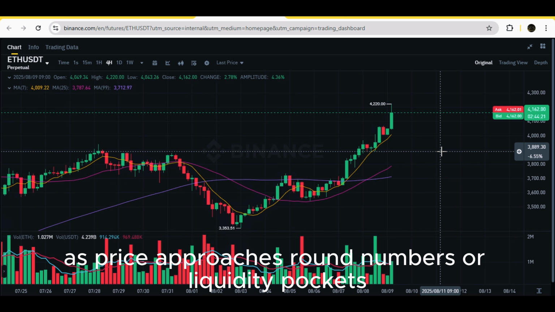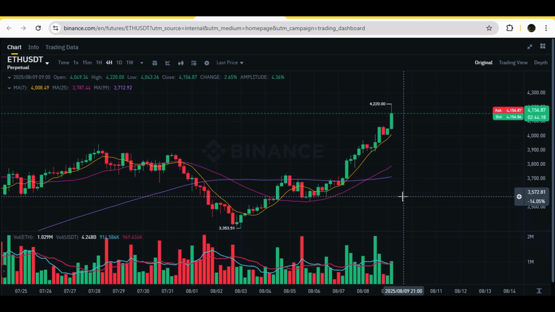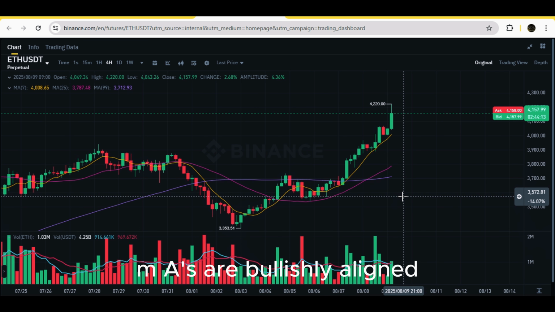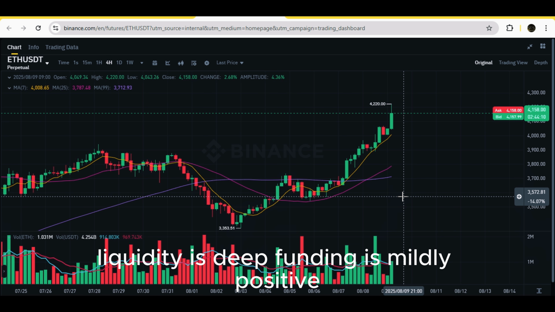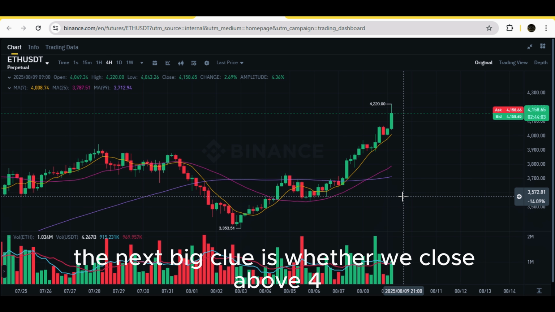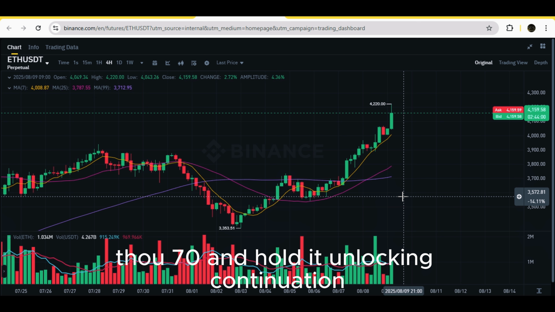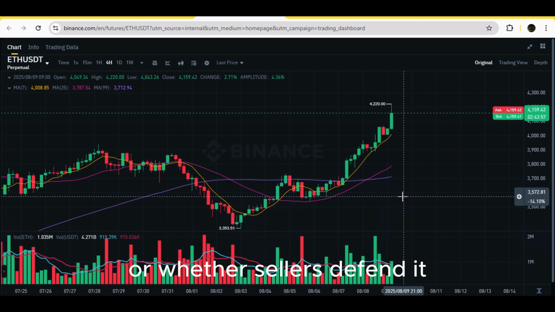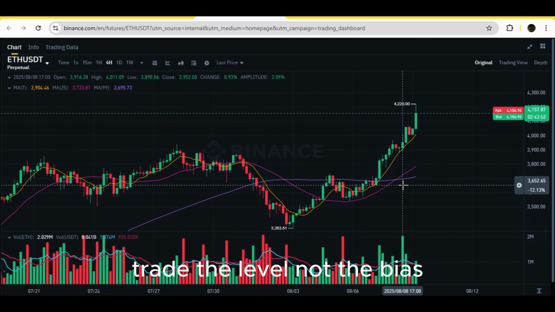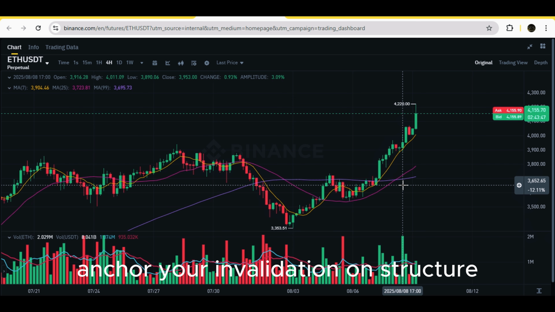To wrap it up for the video, ETH is trending up on the 4-hour, momentum MAs are bullishly aligned, liquidity is deep, funding is mildly positive, and price is knocking on the 4,070 door. The next big clue is whether we close above 4,070 and hold it, unlocking continuation, or whether sellers defend it and force a rotation back into the moving averages. Trade the level, not the bias. Let the market show its hand, anchor your invalidation on structure and size the position so one trade never defines your month.